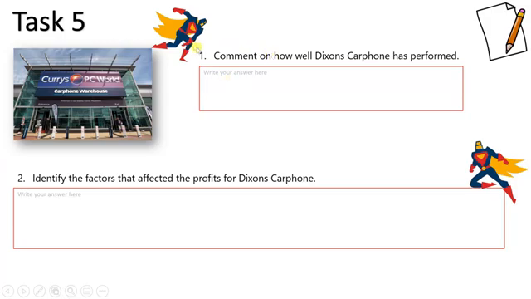Question 1. Comment on how well Dixons Carphone have performed, using the last slide, the case study, as your source of information. You should aim to write at least 2 extended sentences. Question 2. Identify the factors that affected the profits of Dixons Carphone. Now, in the article, they talk about the actions. These are the factors, the actions that have positively and negatively affected their sales and their profits.